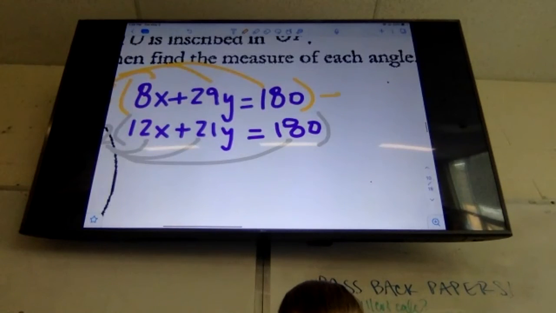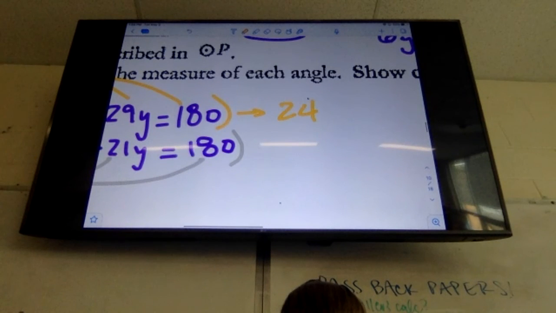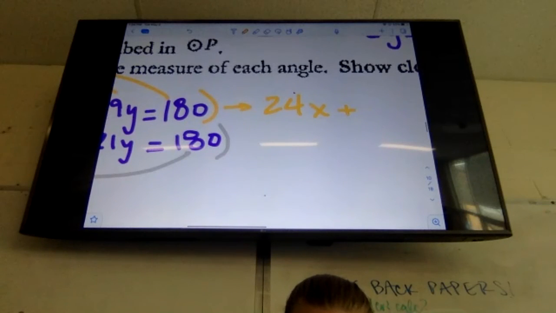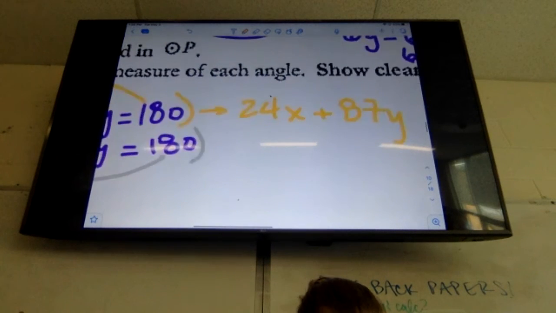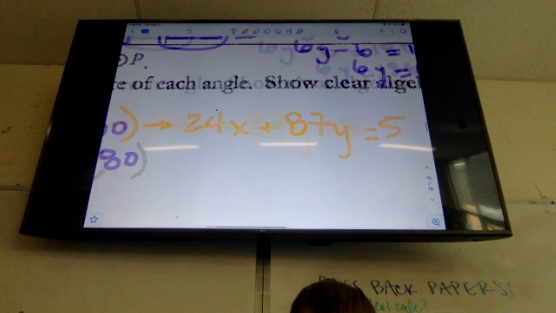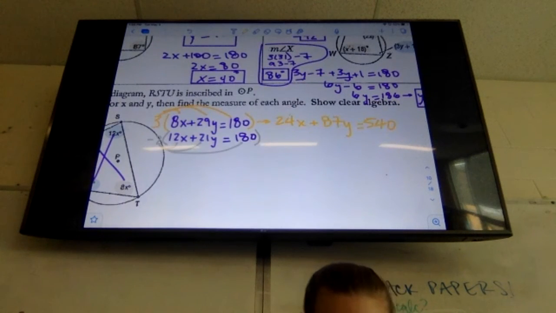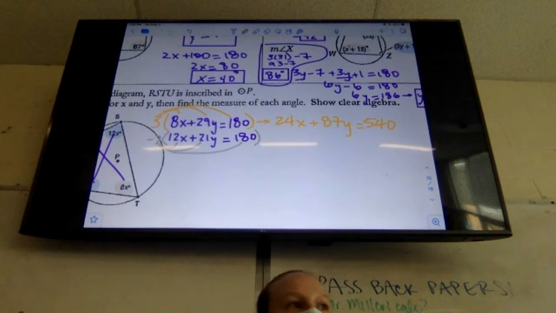So let's do that. So we know 3 times 8x is going to be 24x plus 3 times 29 is that going to be 87y. And then 3 times 180, I believe, is 540. Big numbers here. It's all right. We're big kids. We can handle it.